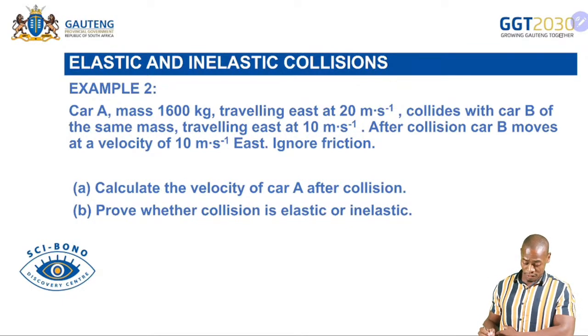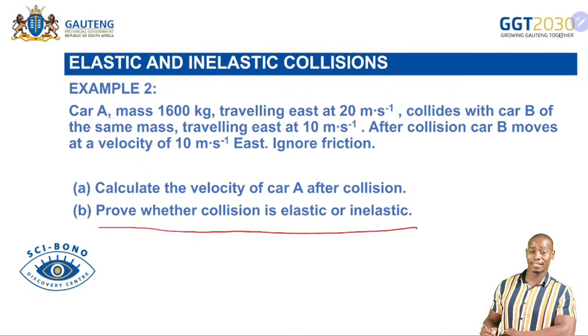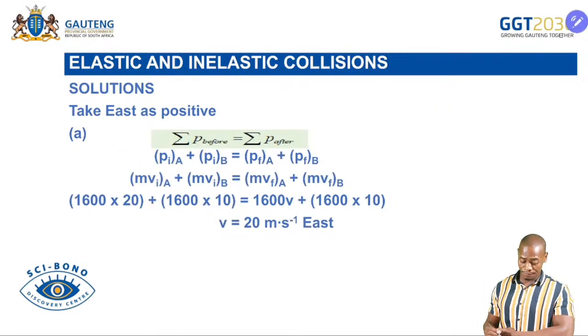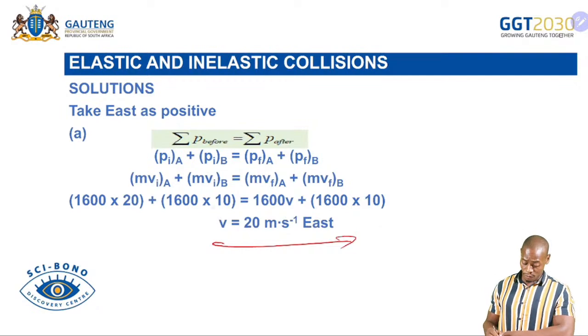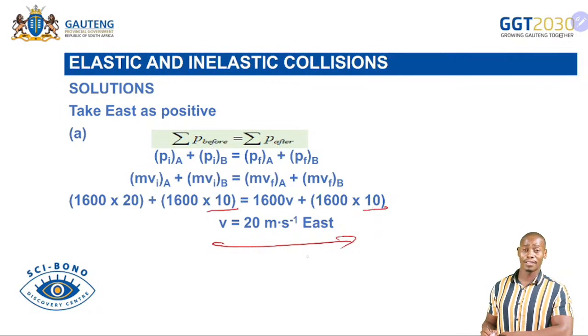All right, so we have to calculate the velocity of car A after the collision, which we can do using the principle of conservation of linear momentum. Then we have to prove whether the collision is elastic or inelastic. Okay, let's check. So we have calculated here the final velocity. We have the initial velocity for car A, the initial velocity for car B, the final velocity for car B, and then we're looking for the final velocity for car A. Then we got this.